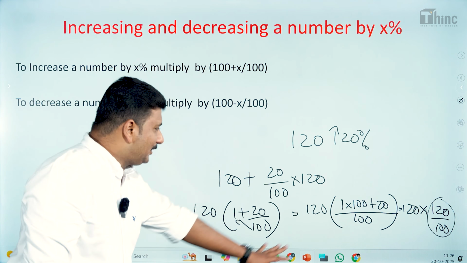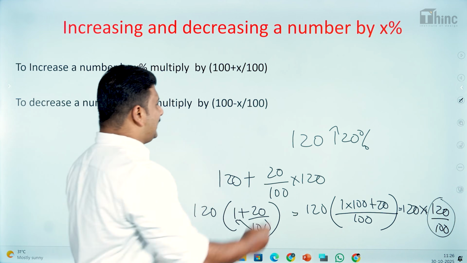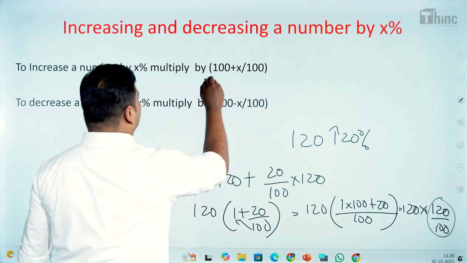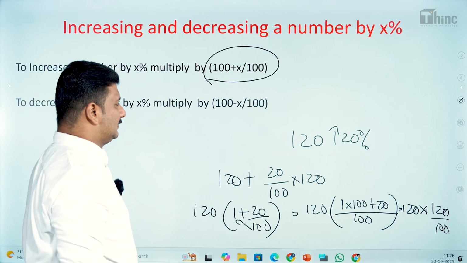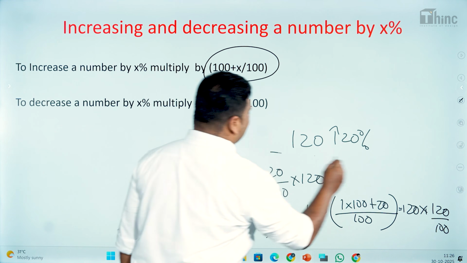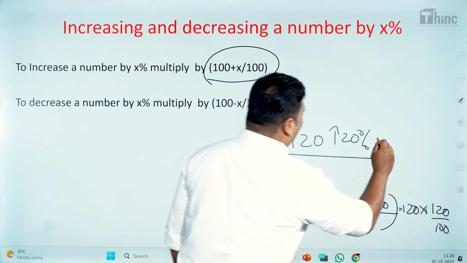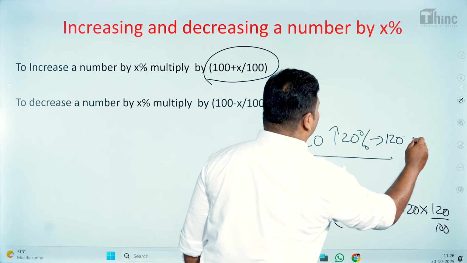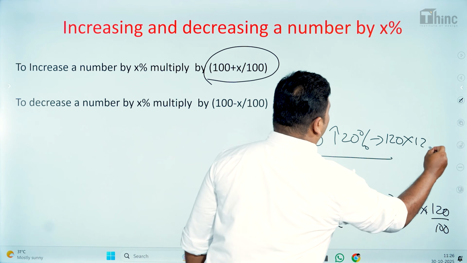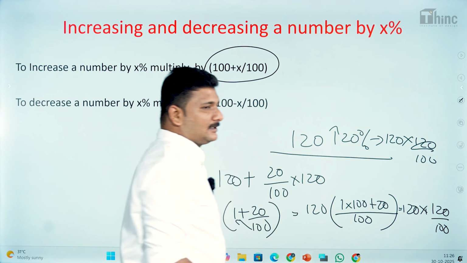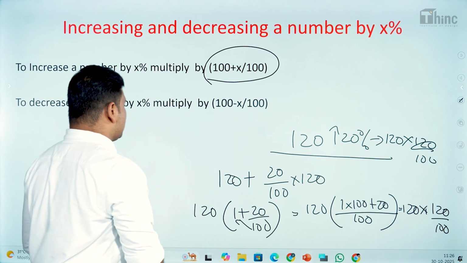So there is no need of doing all this. To increase a number by x percentage, multiply directly with 100 plus x by 100. So what am I doing? I'm increasing 120 by 20 percentage. All you need to do is just multiply 120 with 100 plus 20, which is 120 by 100. As simple as that.